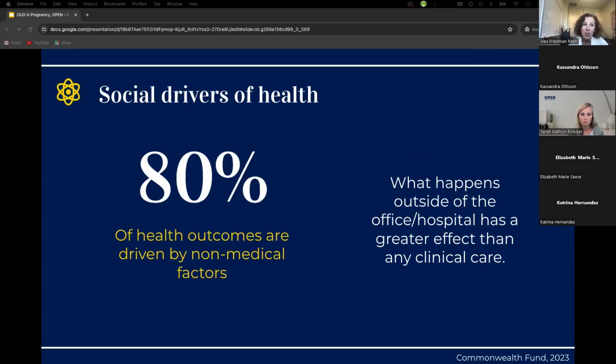And then finally, social drivers of health. 80% of health outcomes are driven by non-medical factors, which is humbling as a clinician to realize that what happens outside of the office and the hospital has a greater effect than any clinical care that I provide in the four walls of a clinic or a hospital.